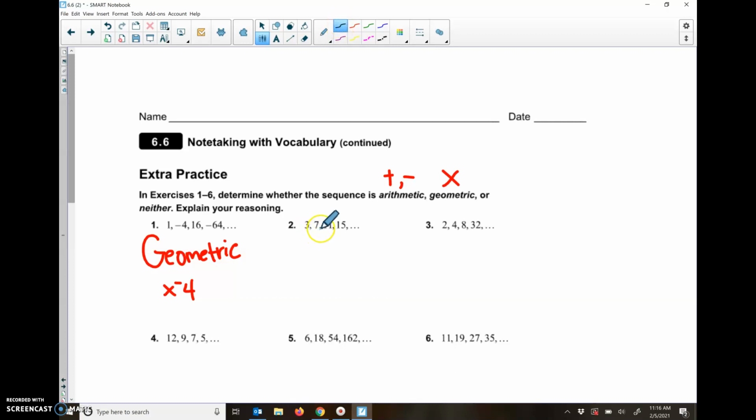Okay, second one from 3 to 7 to 11 to 15. It looks like that is an adding pattern. So arithmetic. And it looks like we're adding 4 each time.